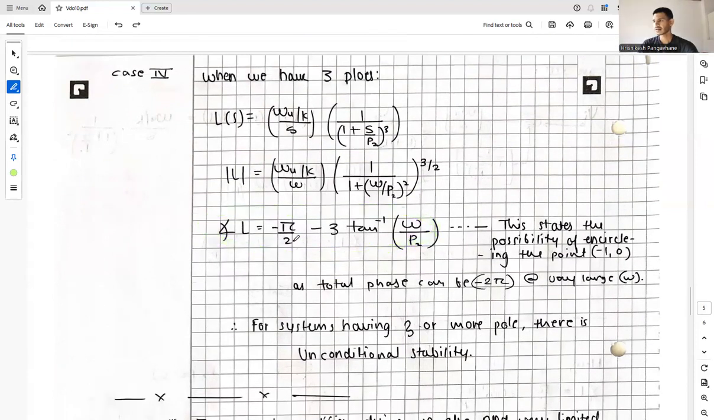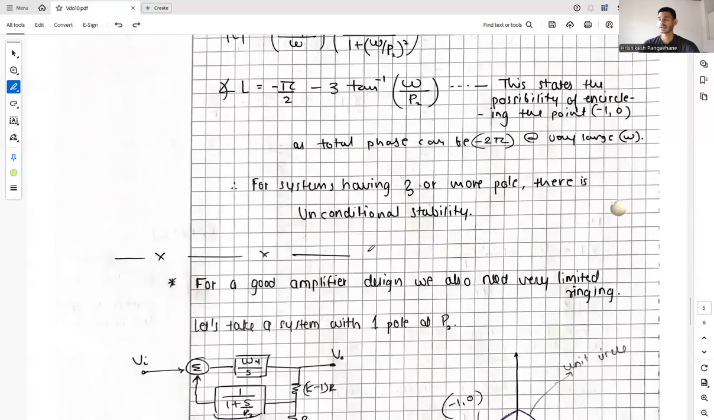So this states that the possibility of encircling the point (-1, 0), which is basically a critical point, as the total phase can be -2π at very large ω. So let's say the maximum phase lag which can be contributed is basically -2π. So for systems having two or more poles, there is unconditional stability based on what value of P we get. So this is how the Nyquist criterion tells us about the instability.